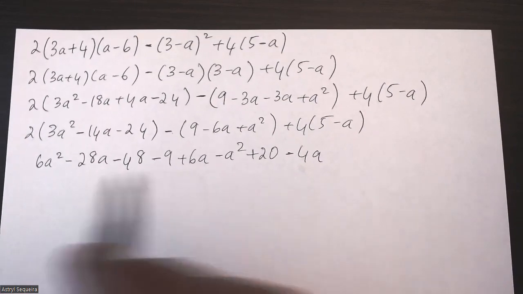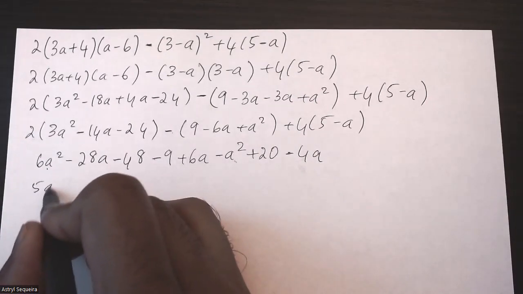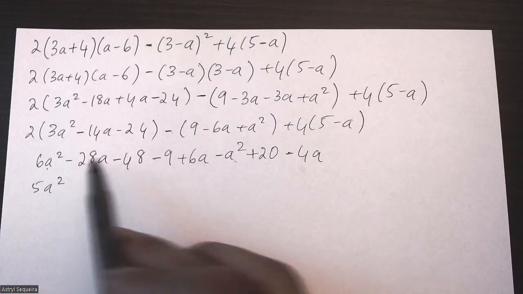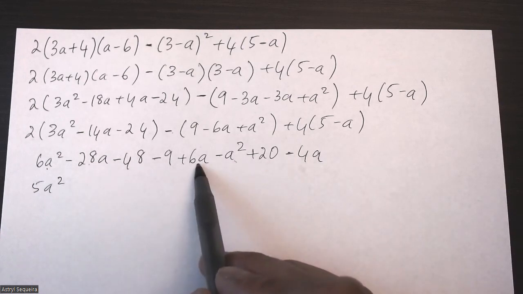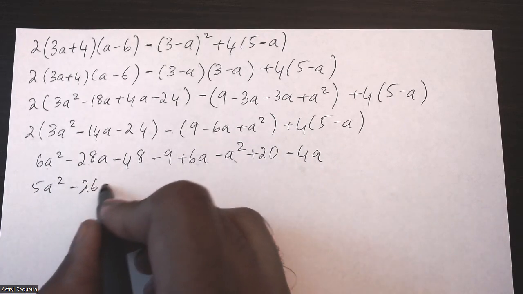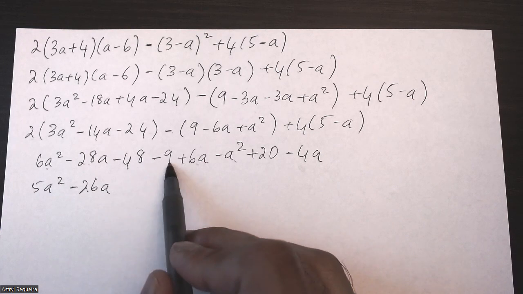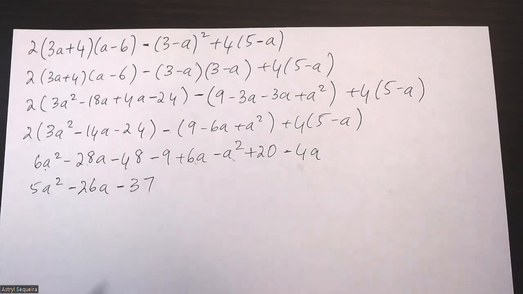Finally, I'm going to combine like terms. So 6a squared minus a squared is just 5a squared. Negative 28a plus 6a minus 4a. So that's negative 22a, negative 26a. Negative 48 minus 9 is negative 57. Negative 57 plus 20 is negative 37. And that is my final solution.